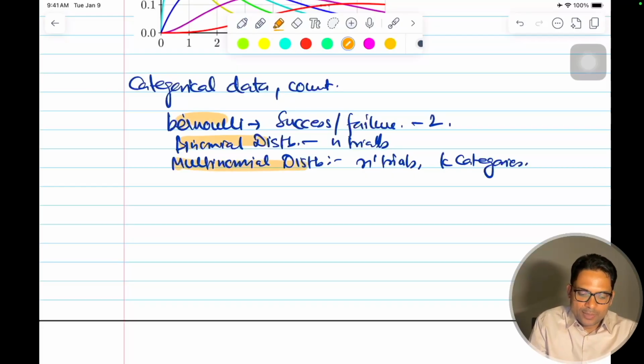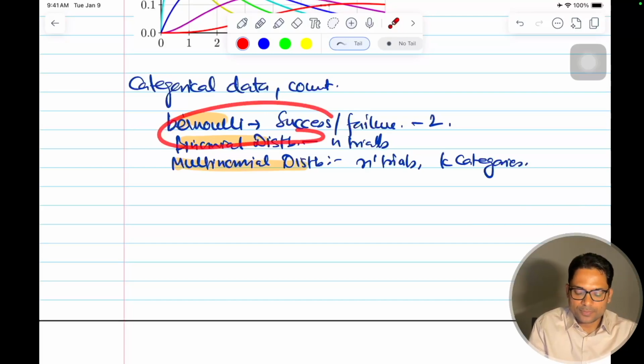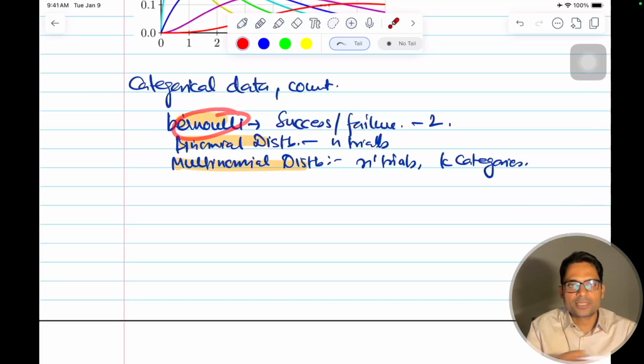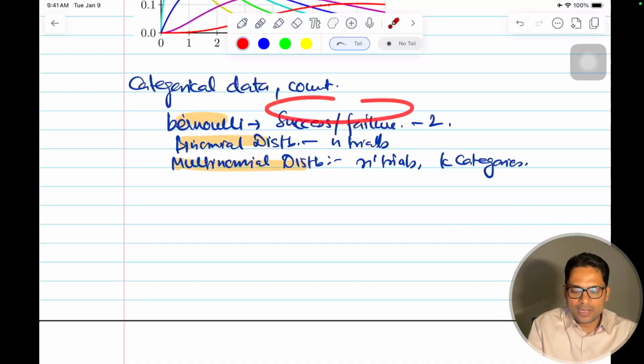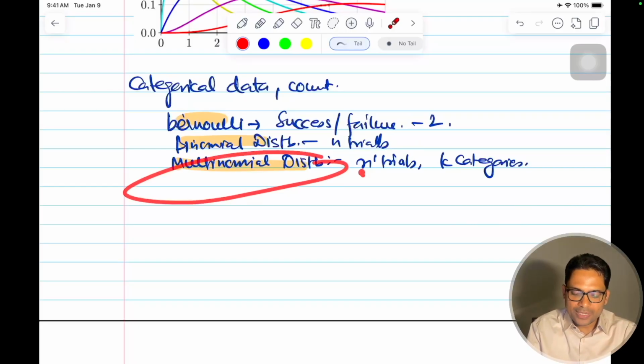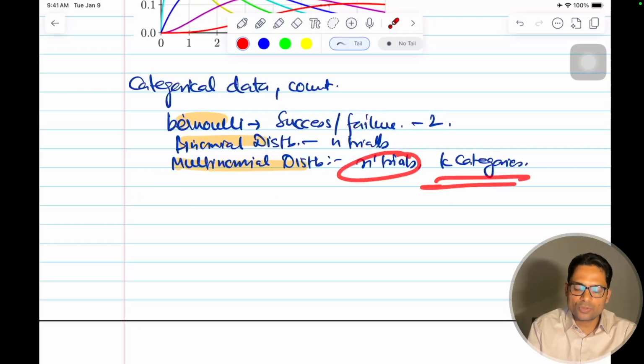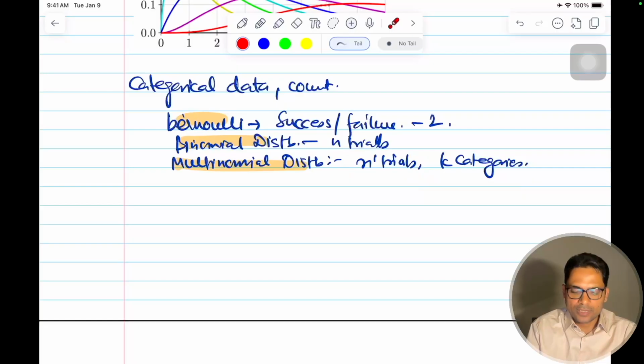We have studied Bernoulli and binomial in one of the videos. I'll put the link in the description if it's not clear. In a Bernoulli trial we have success or failure, like tossing a coin, and if we toss a coin n times, to capture the total number of successes we have the binomial distribution. Similarly, if we have more than one category, it becomes multinomial, and all this is categorical data, because we can have many categories.